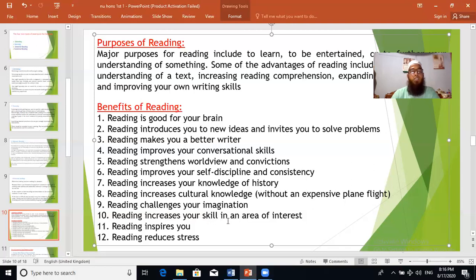Reading increases your skill in an area of interest. Reading inspires you. Reading reduces your stress. That is last but not least. It's very important, you see. If you want to remove your stress in our practical life, in our everyday life, sometimes we become under stress, mental stress. So if we want to remove our stress, we should have the reading habit. We can sit with books for reading. So reading also helps us to remove our stress, mental stress.